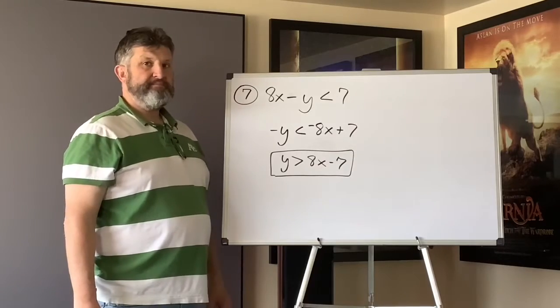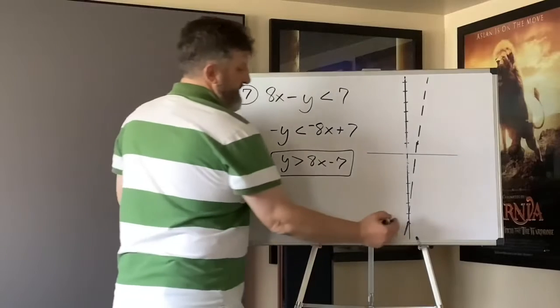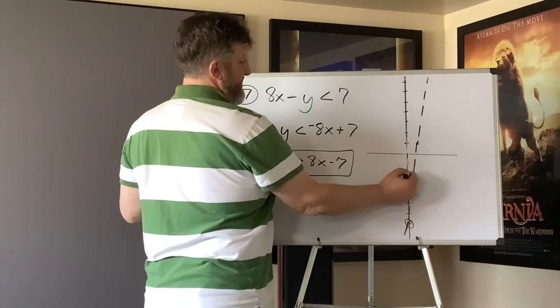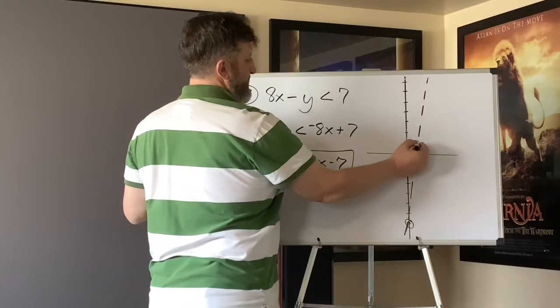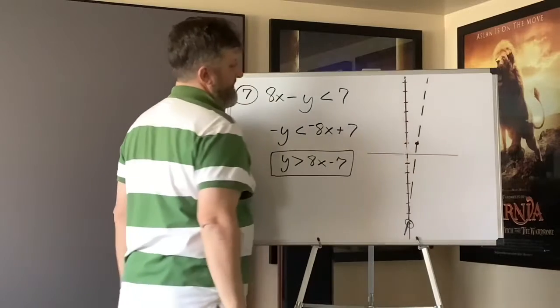Okay, graph it. So I started down here at negative 7, up 8. 1, 2, 3, 4, 5, 6, 7, 8, over 1. Up 8, 1, 2, 3, 4, 5, 6, 7, 8, over 1. Right about there, right? Dotted line.